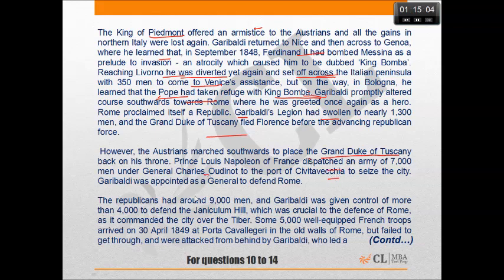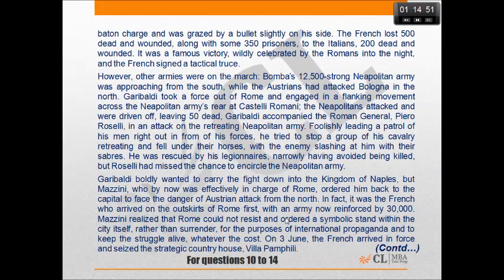Okay. Garibaldi was appointed general to defend Rome, but failed to get through and was attacked from behind by Garibaldi, who led a battalion charge and grazed both sides. The French lost dead and wounded. Okay. Failure to reach Venice is what I'm looking for.